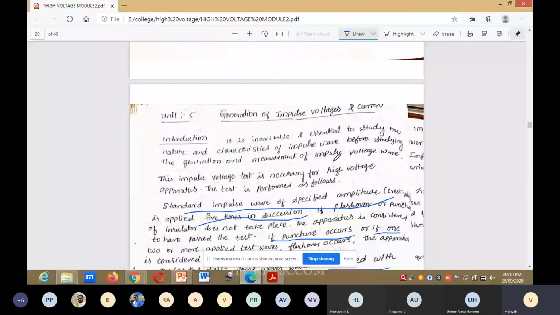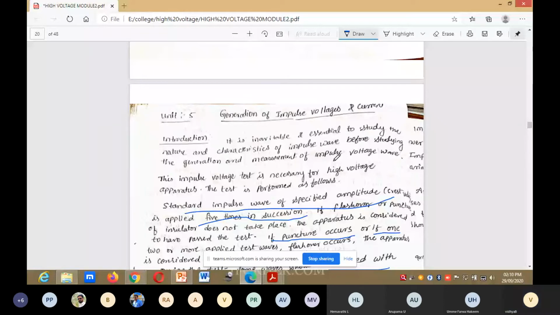Generation of impulse voltage and current. Before going to the topic, what is impulse voltage? It is a unidirectional voltage with no appreciable oscillation. It rises rapidly to maximum value and falls more or less rapidly to zero. It is essential to study the nature and characteristics of impulse wave before studying the generation and measurement of impulse voltage wave. How will we do the impulse voltage test?